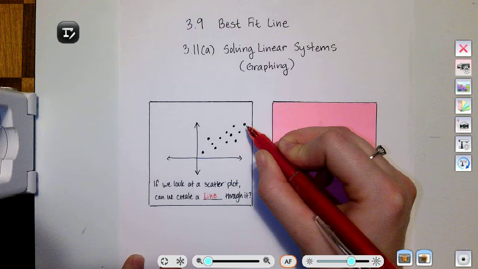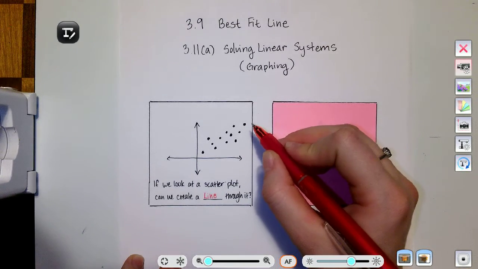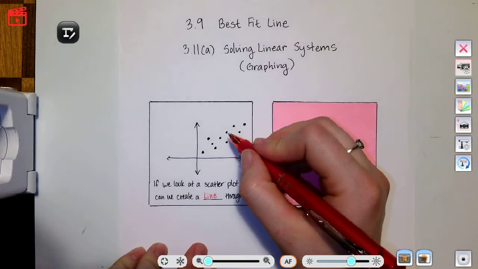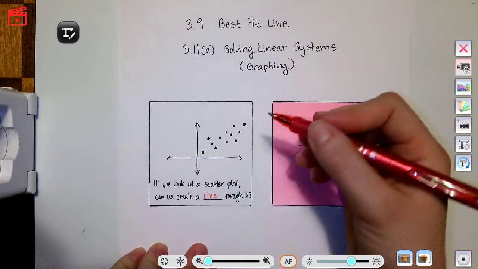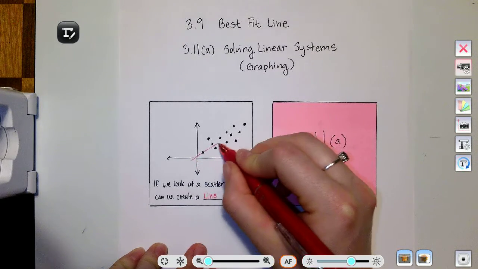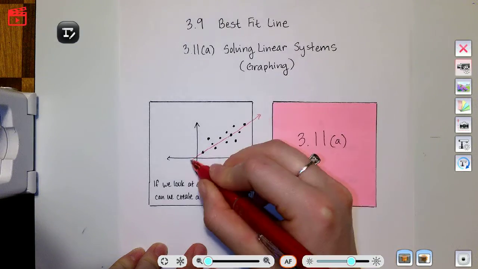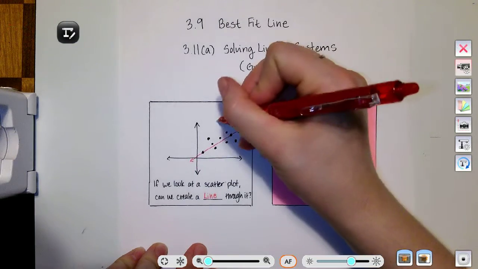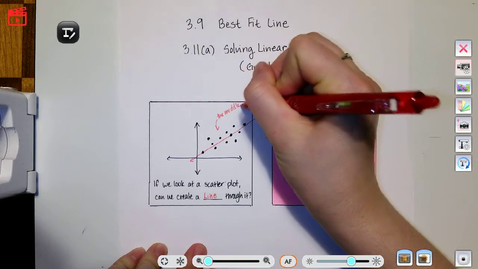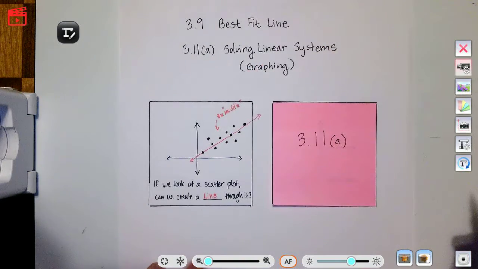But what I can do is get a best fit line, a line that goes through all of the points as much as possible. So an example of a line, and there can be different examples, but an example of a best fit line might be that. That sort of goes through the middle of all the points. Okay, that would be an example of a best fit line.